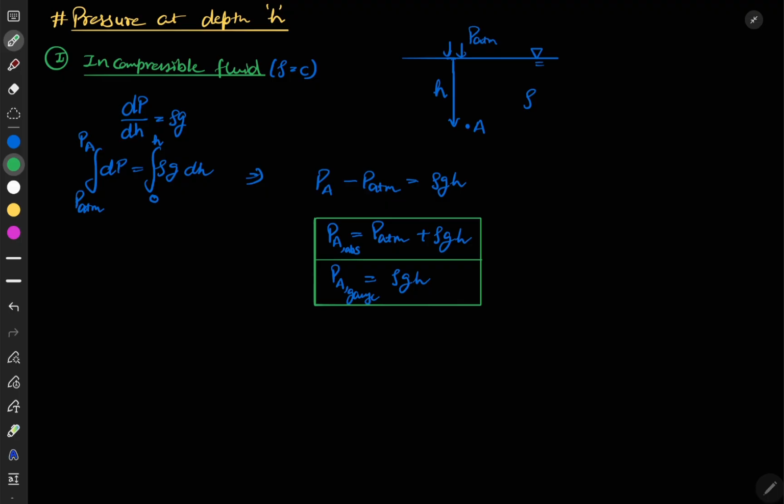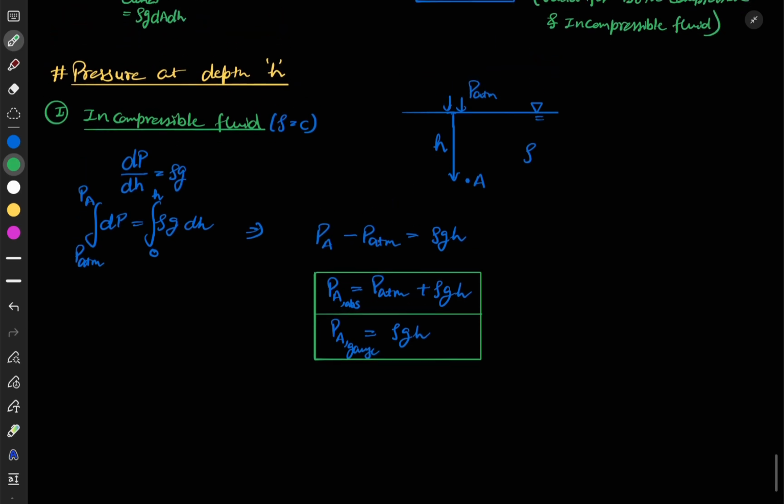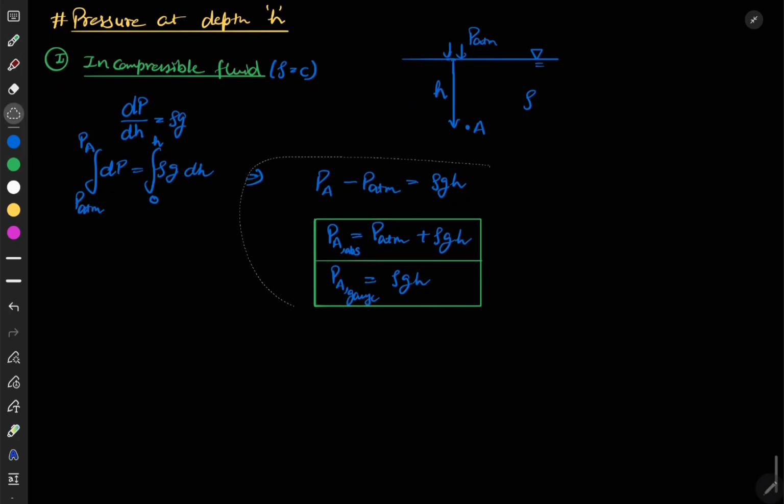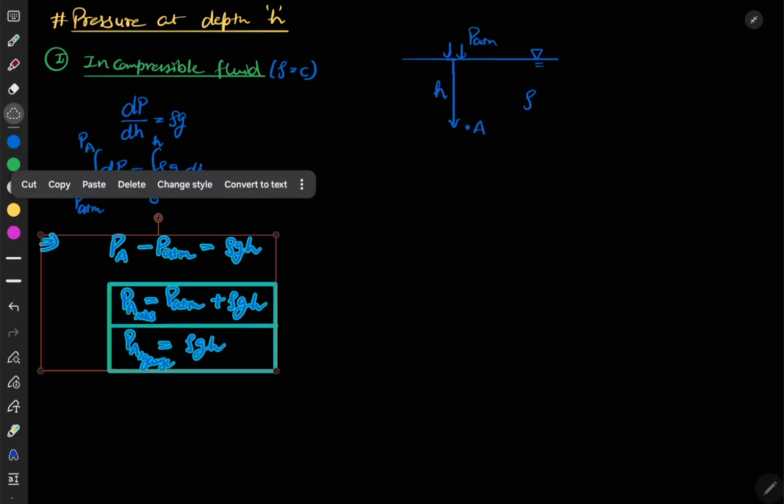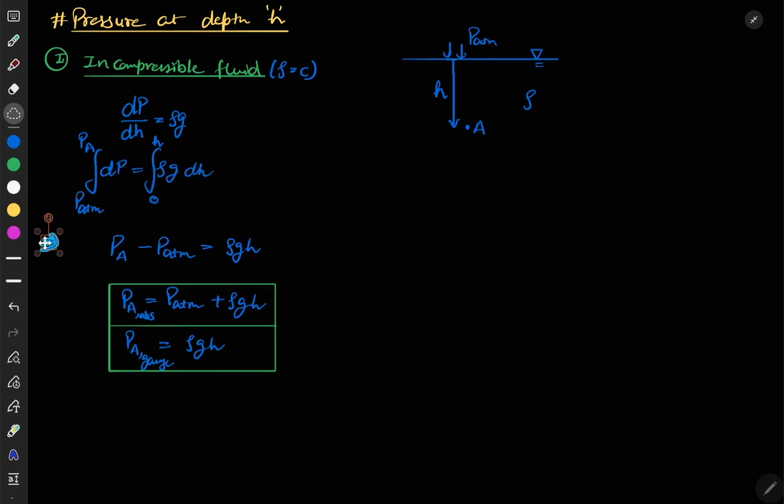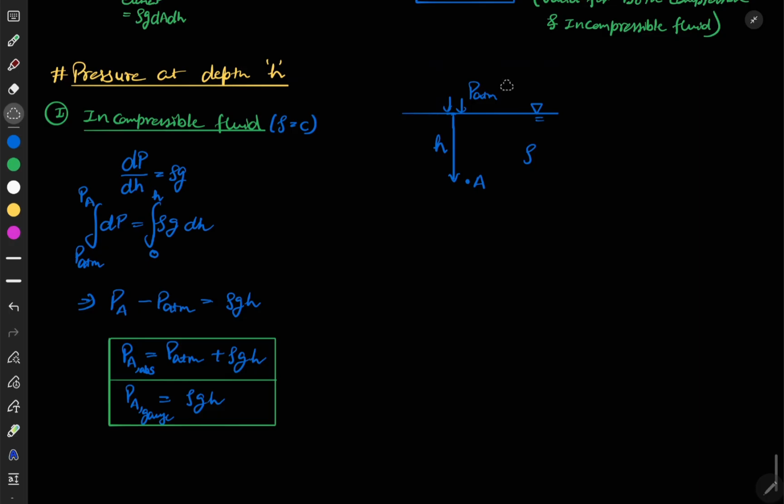So from here we can say that on the same horizontal level, if I keep the h the same, there won't be any pressure difference. If I keep the value of h constant, the pressure will remain constant. And if I change the height, the pressure varies linearly in case of an incompressible fluid. Let's say I want to draw the variation, so let me make some space here.